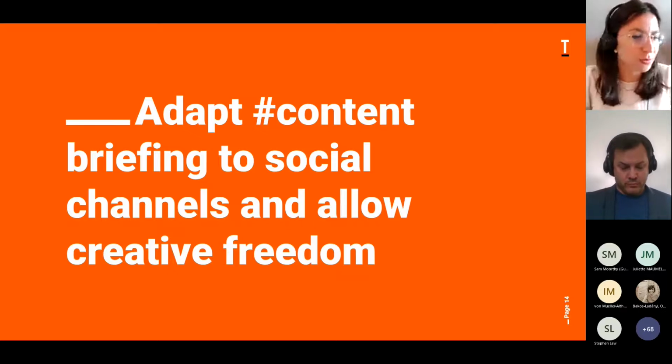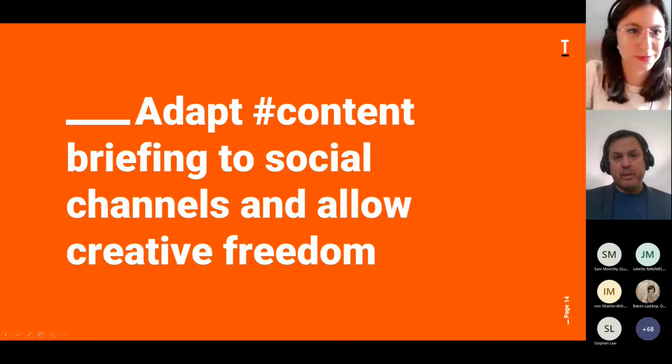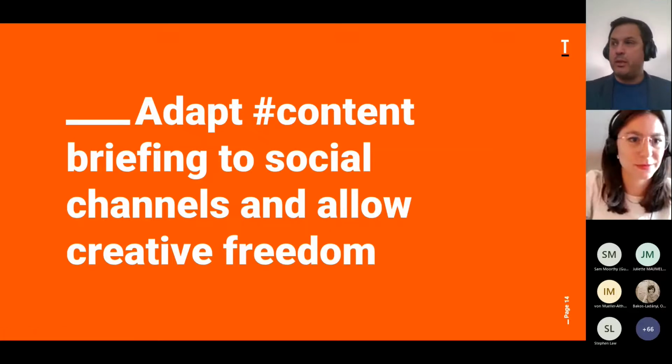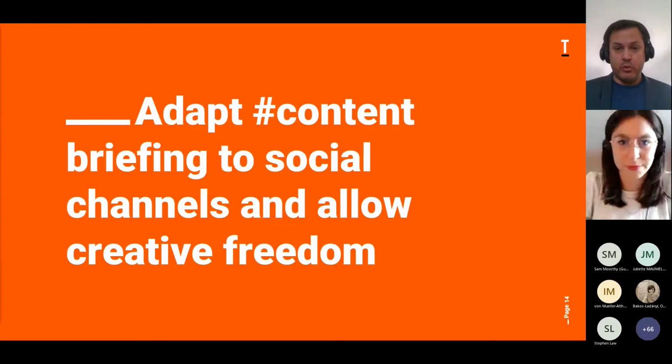Let's jump into best practice number 3. Great. So number 3 builds on what you said about respecting different social media channels and target groups. So smart marketers really adapt their influencer briefing to the respective target audiences and to the social channels they want to use, or the influencers want to use.